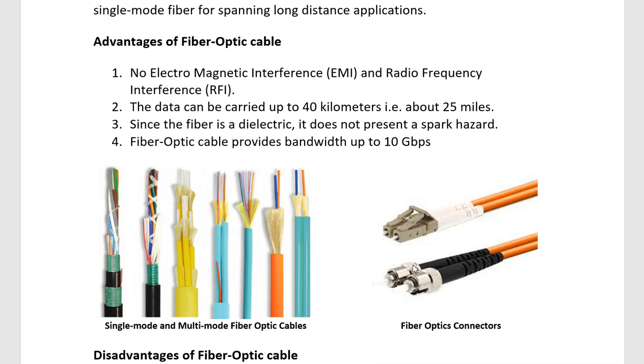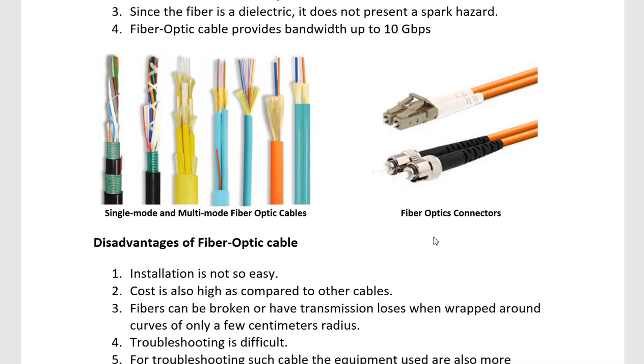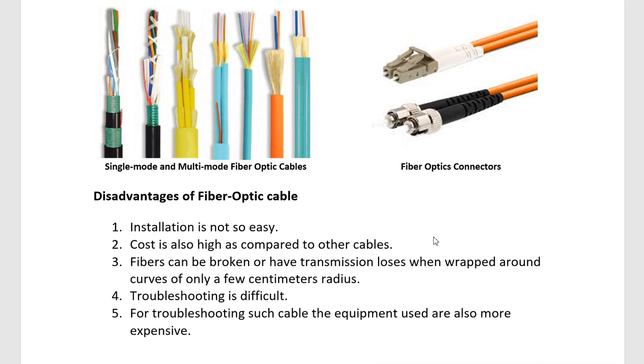Then there are some disadvantages of fiber optic cables also. First is, installation is not so easy. It's very difficult. Cost is also high as compared to other cables, and actually it is very high. Fiber can be broken or have transmission losses when wrapped around curves of only a few centimeter radius.